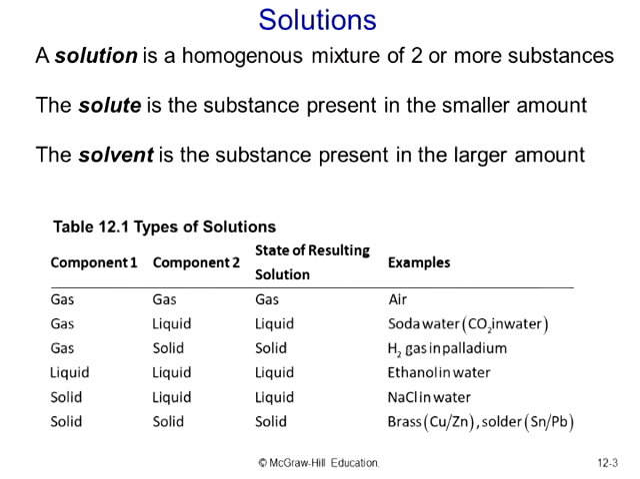That's the key principle. We show you some examples of solution types in this table. Component 1 is a gas, component 2 is a gas. The state of the resulting solution is a gas. An example of that is air. Air is about 78% nitrogen, about 21% oxygen, then another 1% of other materials including carbon dioxide, argon, and a few other gases.